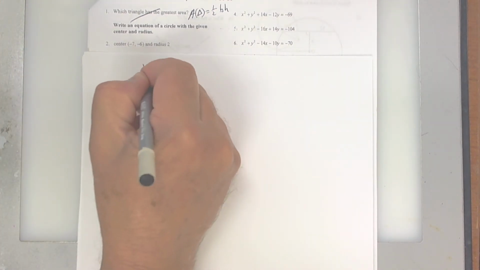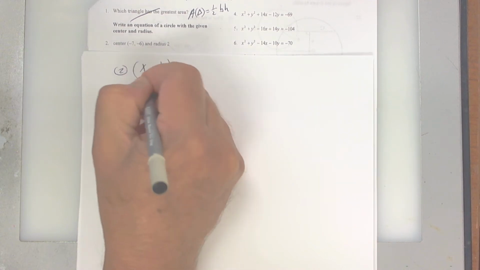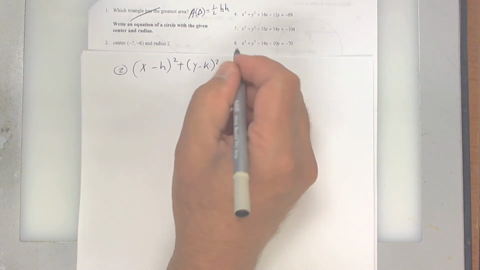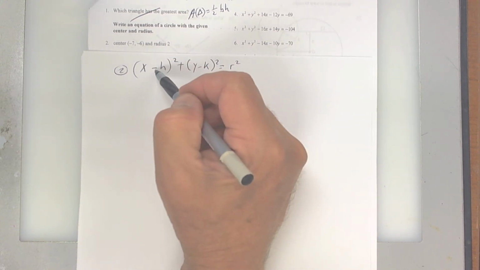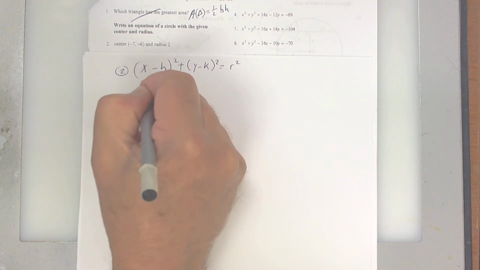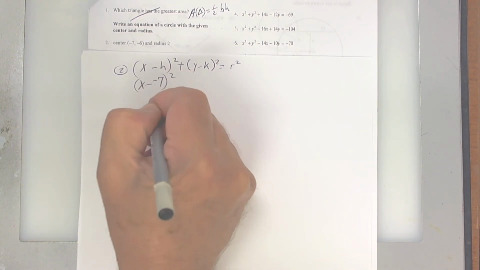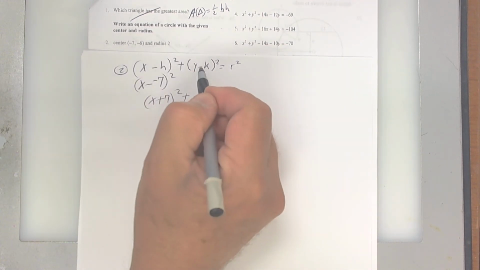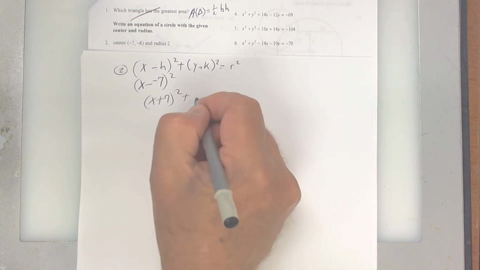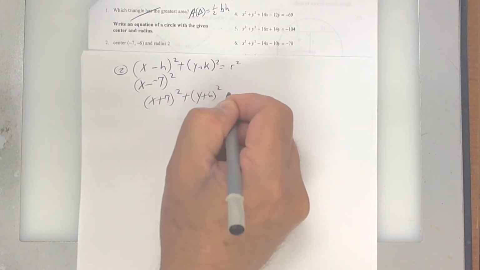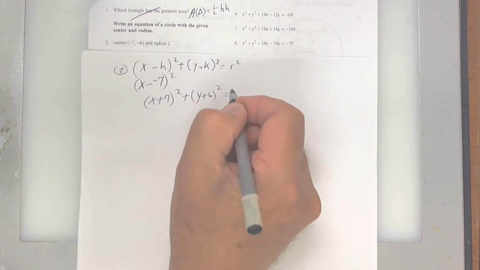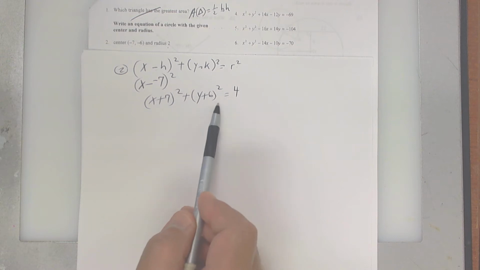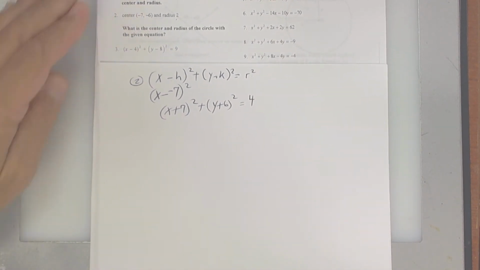This one right here, it says write an equation. Well, it's going to be number 2: (x minus h) squared plus (y minus k) squared equals the radius squared. So that's your h, but that's going to be a double negative, so that's going to be a plus. So it's going to be (x plus 7) squared. This one's going to be a double negative there and there, so that's going to be (y plus 6) squared. And then the radius is 2, but you got to square it, so you get 4. Opposite, opposite, square root. There it is. That's your answer.